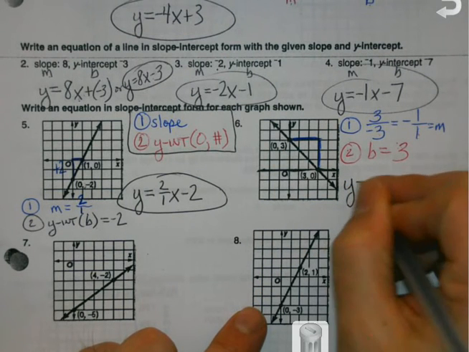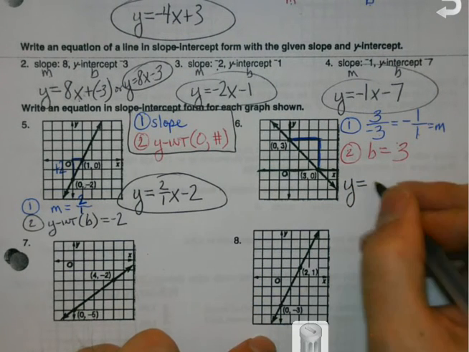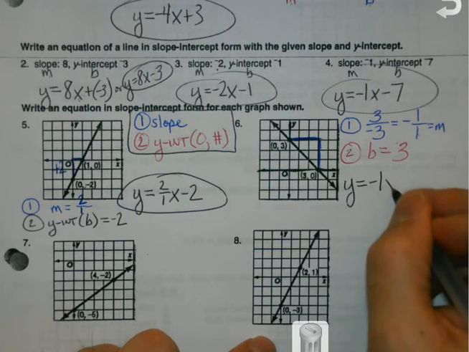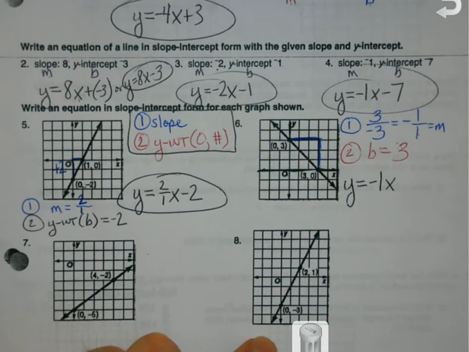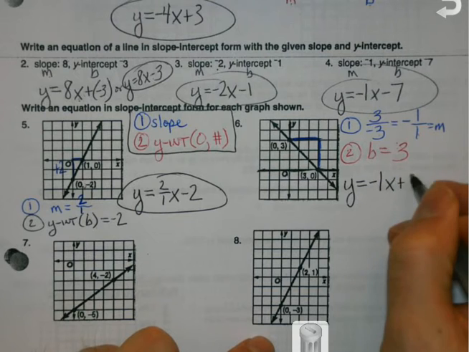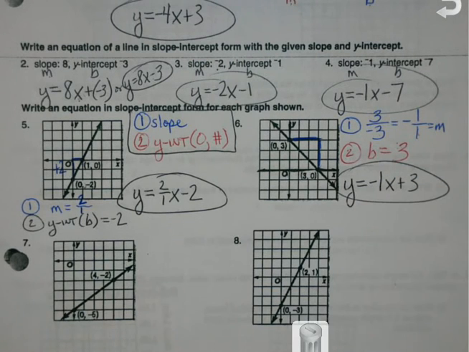So y equals, and like Caitlin was saying, if you just wanted to write -1 for your slope, you can. But if you want to write the fraction, that's okay too. And then plus my b. And I knew it was negative because it was going down to the right. Mr. Slope Guy taught me that before.